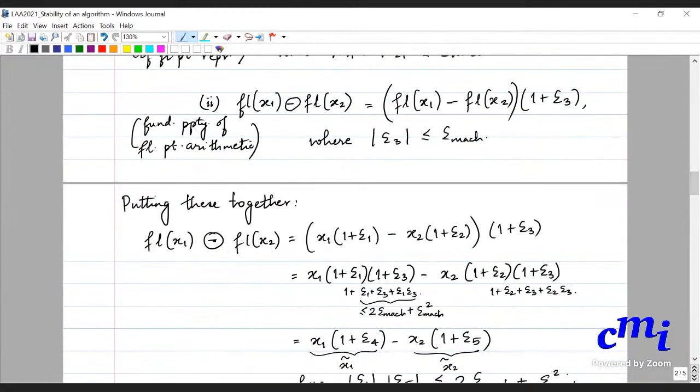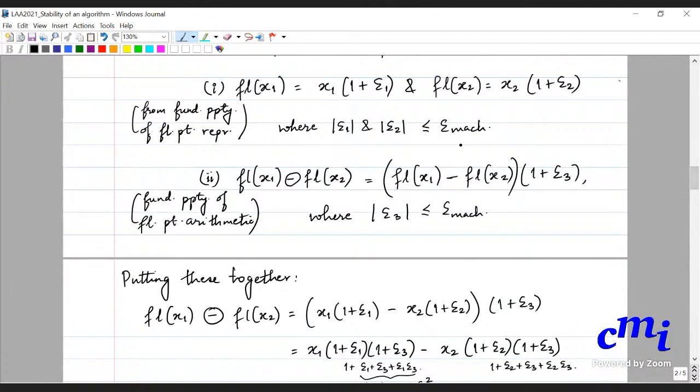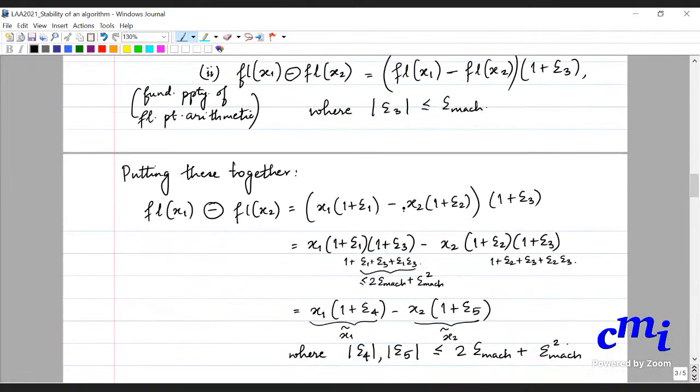So putting these together, fl(x1) minus circle fl(x2). I'm just going to substitute now in place of fl(x1) and fl(x2): x1 times 1 plus epsilon 1 minus x2 times 1 plus epsilon 2. And this subtraction is replaced by the whole thing multiplied by 1 plus epsilon 3. So we went from here to this. And now that it is all in the language of x1, x2, and this minus sign, we can try to bring this down to the original problem. So now just simplifying this.